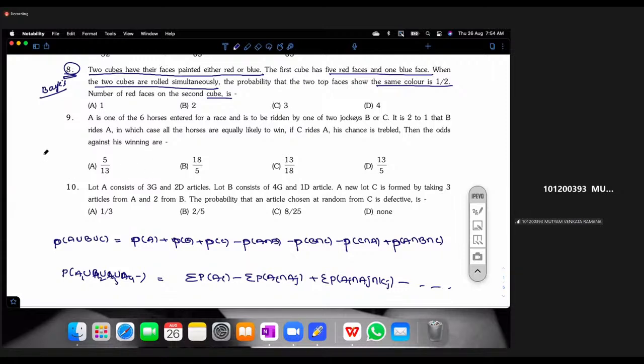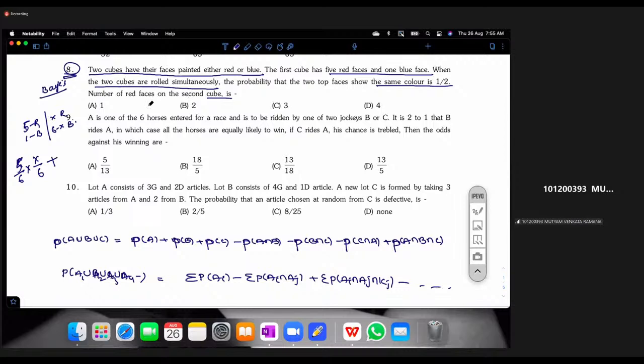Without Bayes theorem also, you can do this. How? First die: 5 red, 1 blue. Second one: X reds, 6 minus X blue. Both of them the same color. So what is the probability of red coming here? 5 out of 6, and here red coming is X out of 6.